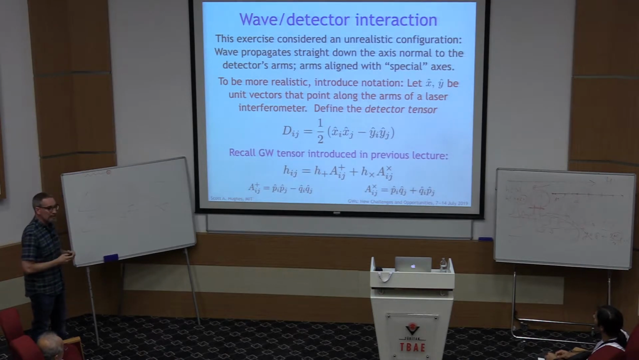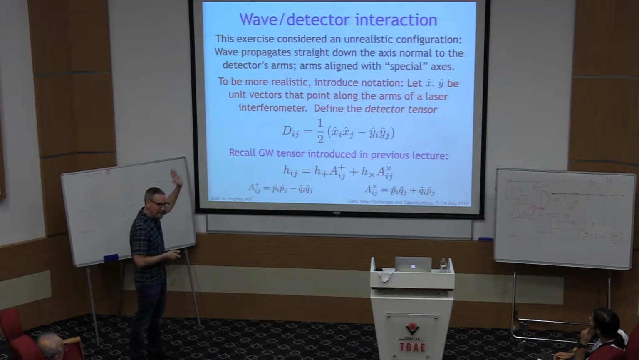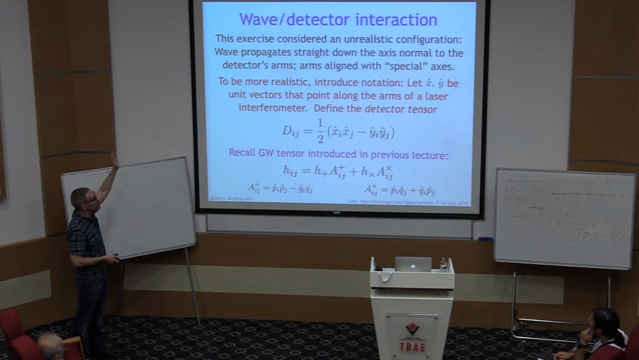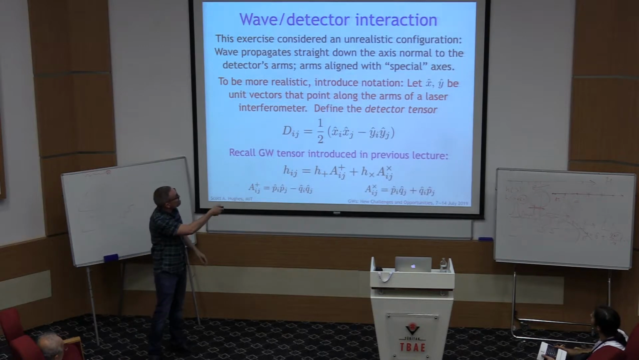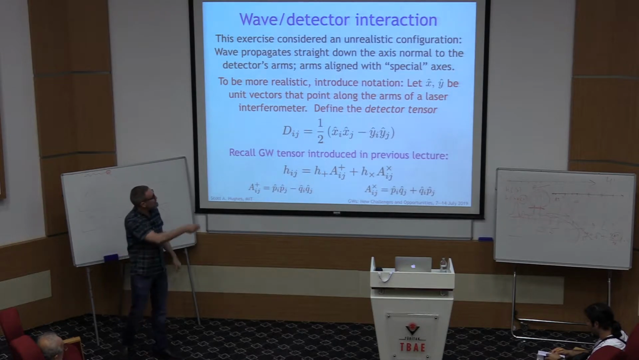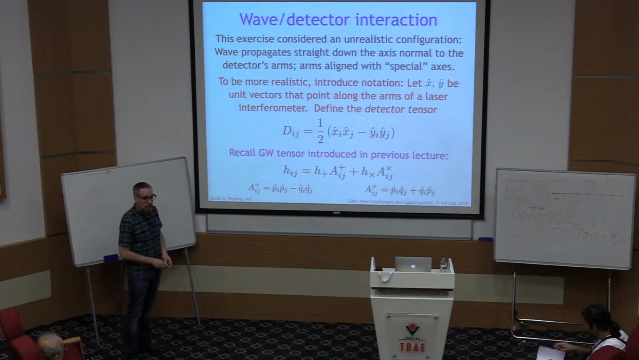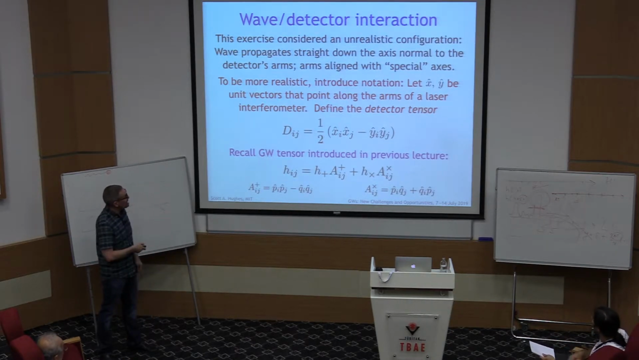And now I'm going to repeat a few of the things, so I'll go through this fairly quickly, but this is stuff that Badri reviewed in his lecture this morning. So the key bit, which is important here, is that we considered an extremely unrealistic configuration, a source that's exactly above our detector with everything perfectly aligned. So to be more realistic, what I'm going to do is define unit vectors that point along the arms of some given gravitational wave detector. Okay, so x hat and y hat are in a right-handed coordinate system with the normal to the Earth being the z direction. They define the two arms of the detector.